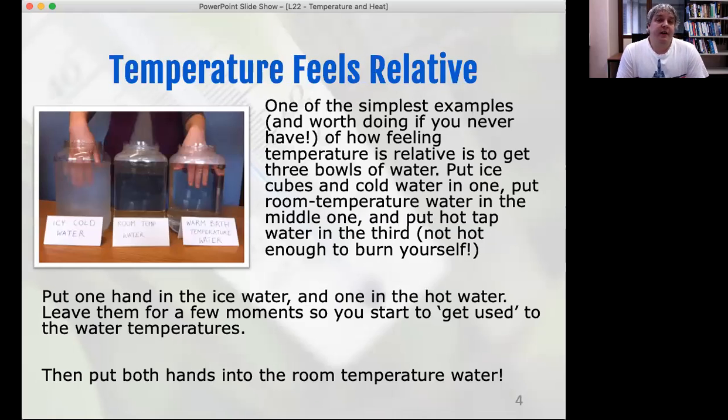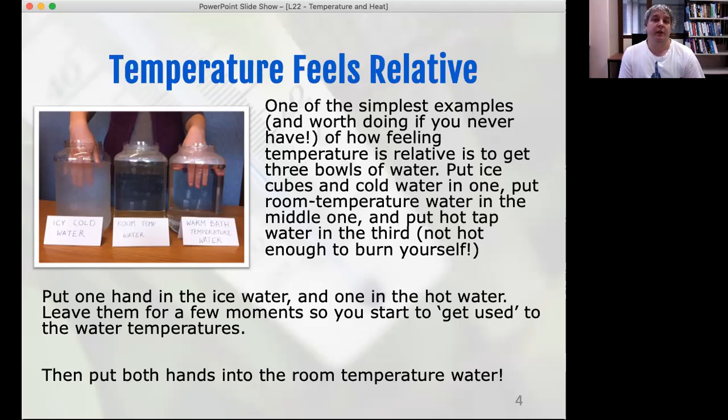One of the simplest examples, and I absolutely recommend doing this if you've never done it, it's quite a fun thing to muddle your brain up a little bit with this experiment. Experiment's a bit of a strong word, this little activity. So if you haven't done this, I do recommend you have a go if you have the equipment. So all you need is 3 bowls. They don't have to be big fancy jars like shown here. They can just be regular old bowls that you can fit at least your fingers in, if not your whole hand. And what you want to do is put water into all 3.